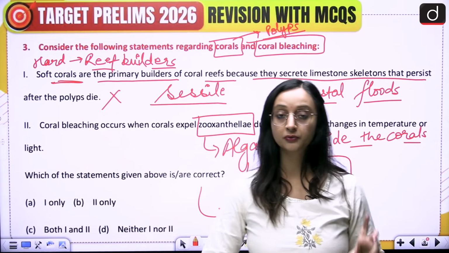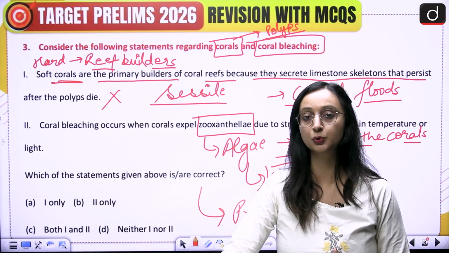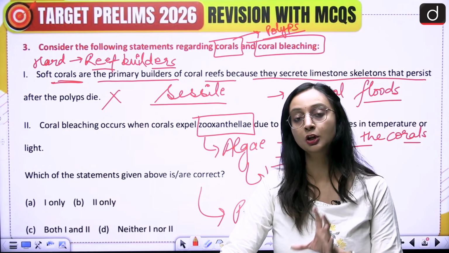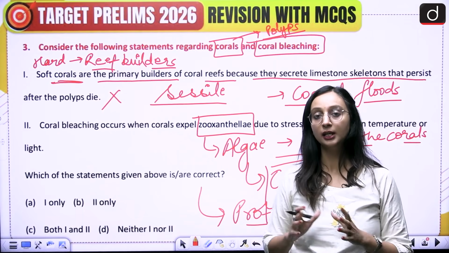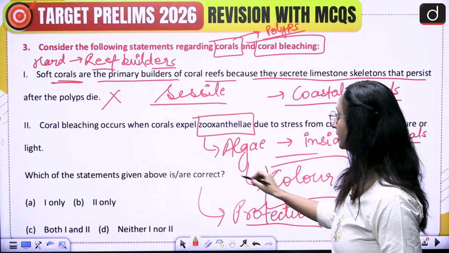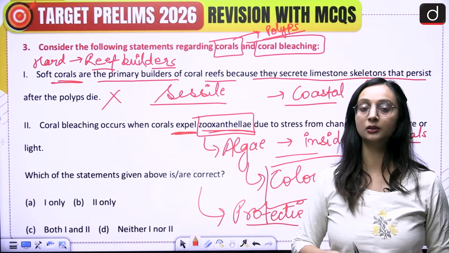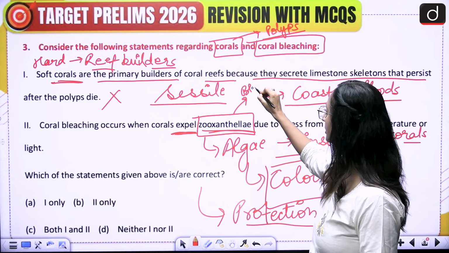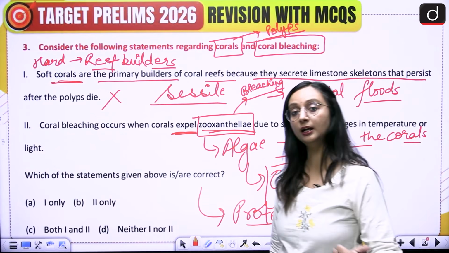But during the time of stress, whenever there is, let's say, a temperature change, because these are very sensitive marine organisms, they can thrive only at very tropical temperatures. So if there's extreme heat, or extreme cold, or extreme pressure change, in those cases of environmental stress, they are going to expel the zooxanthellae out of their body. Once that happens, coral bleaching starts occurring, because I told you that zooxanthellae also provide color to corals.